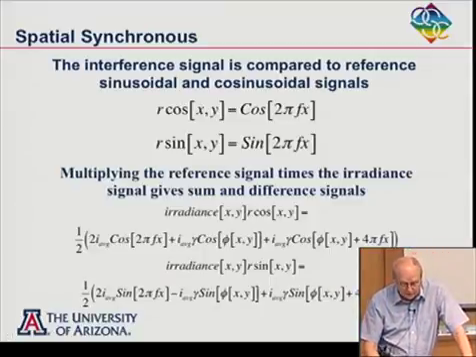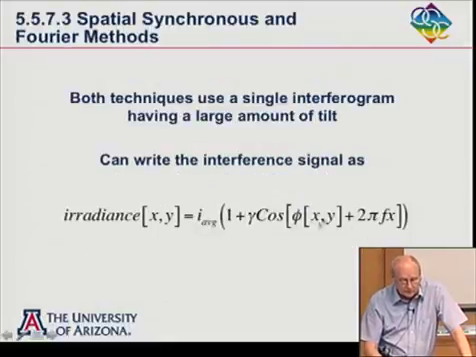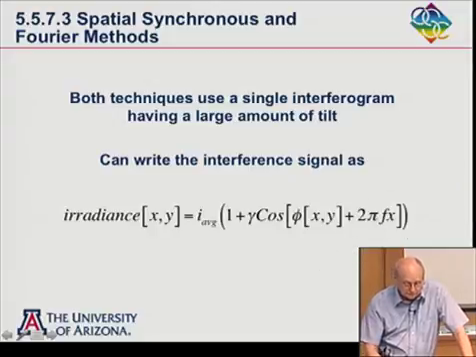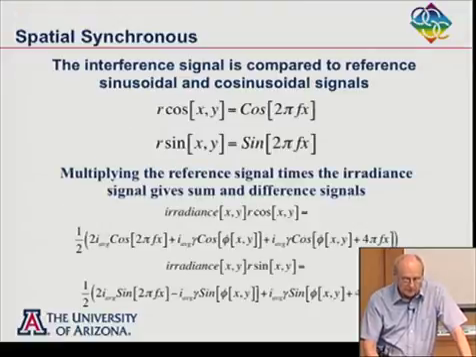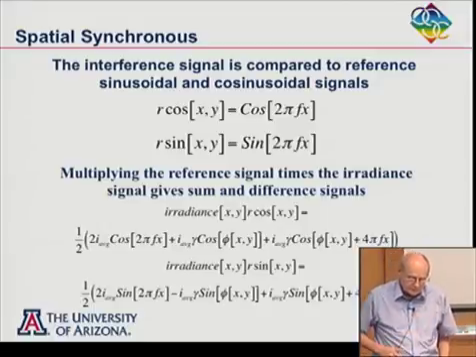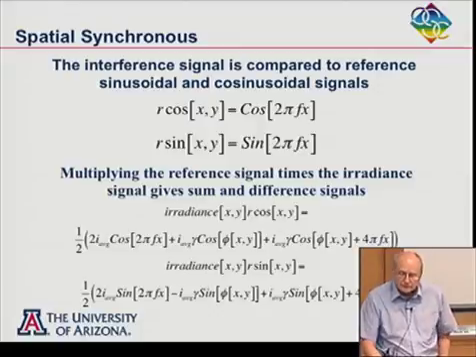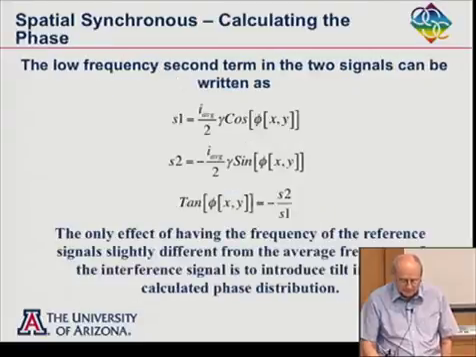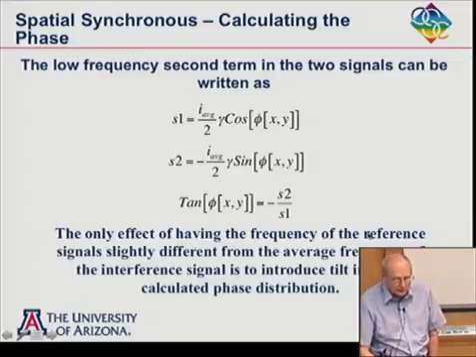But the bigger problem is that we had to introduce a lot of tilt in the interferometer in order to get this term. And as I said, you might have 100 fringes, maybe 200 fringes or so. And so with the amount of tilt that you have, you might get some additional aberrations in the interferometer from the beams going off axis back through the interferometer. Okay. So that's what we call spatial synchronous.